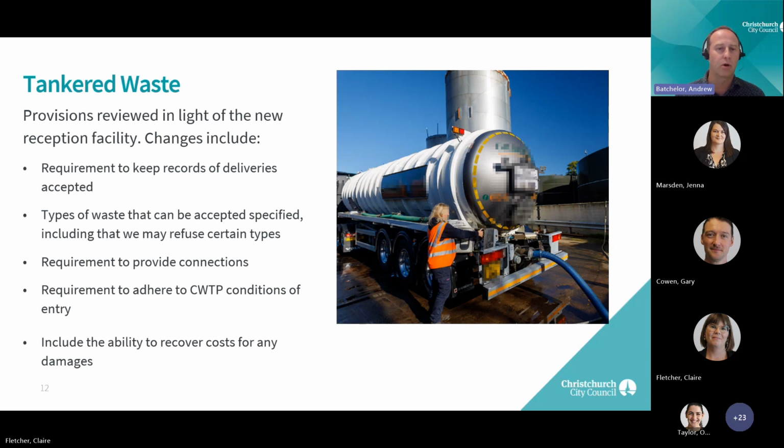These changes include requiring, as a possible condition of its consent, that records are kept of any tankered waste deliveries accepted, specifying the types of waste that can be accepted and that we may refuse certain types of discharges, requiring necessary connections are provided by the consent holder or discharger, requiring that CWTP conditions of entry, e.g. wearing personal protective equipment, are adhered to, and providing for the recovery of costs for any damages.